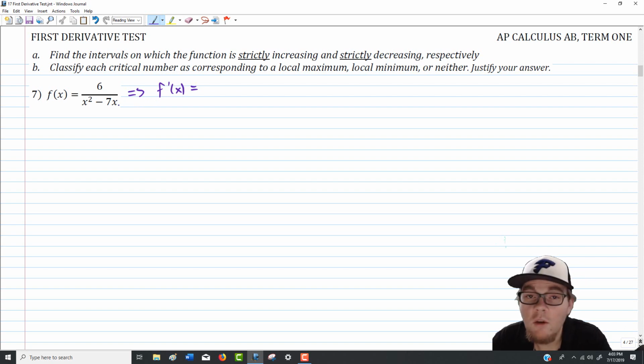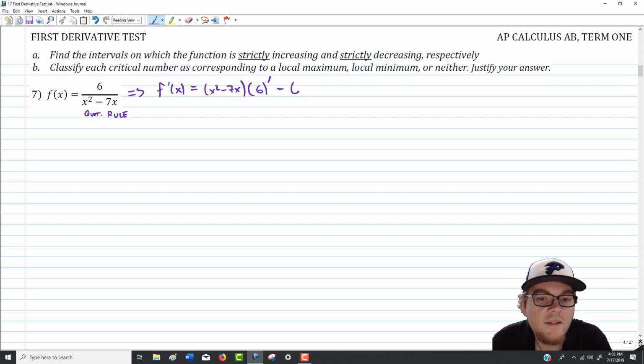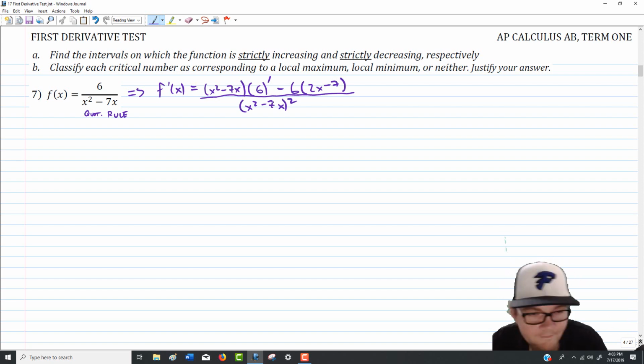Looking at our function, I'm thinking quotient rule. I know it doesn't have to be. There are other ways that you could do this, but it'd be a pretty complicated chain rule problem if we did it in another technique. So I'm just going to do it using quotient rule. Low d high, the derivative of 6 is 0, but I'll just leave it there for a moment. Minus high d low, the derivative of x squared minus 7x is 2x minus 7, all over low, low. Quotient rule. Okay, so there's our work.